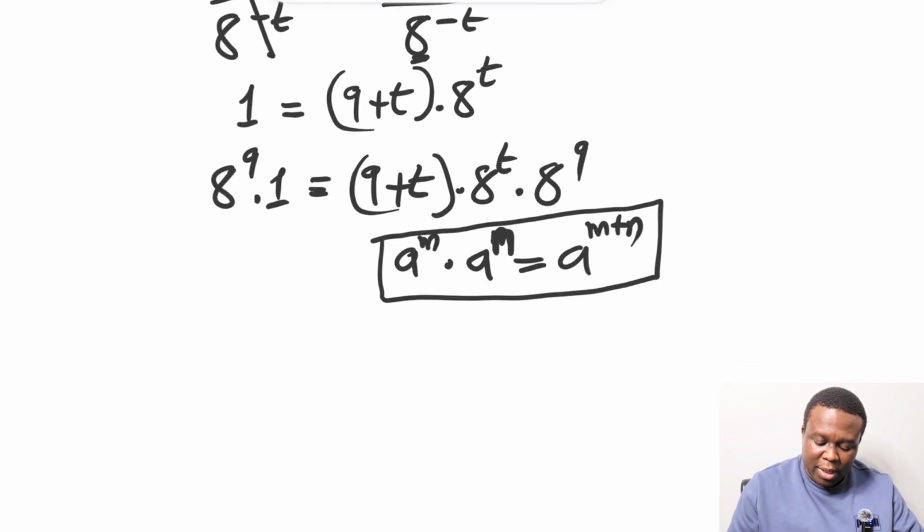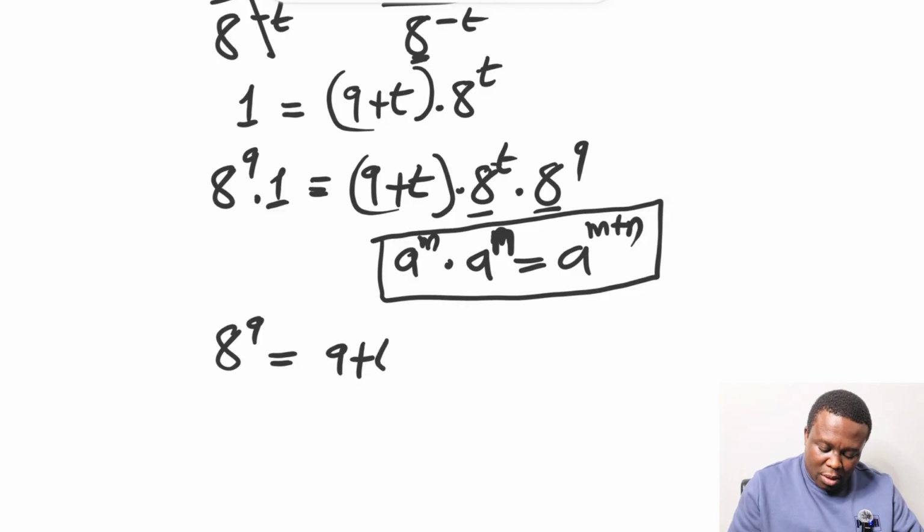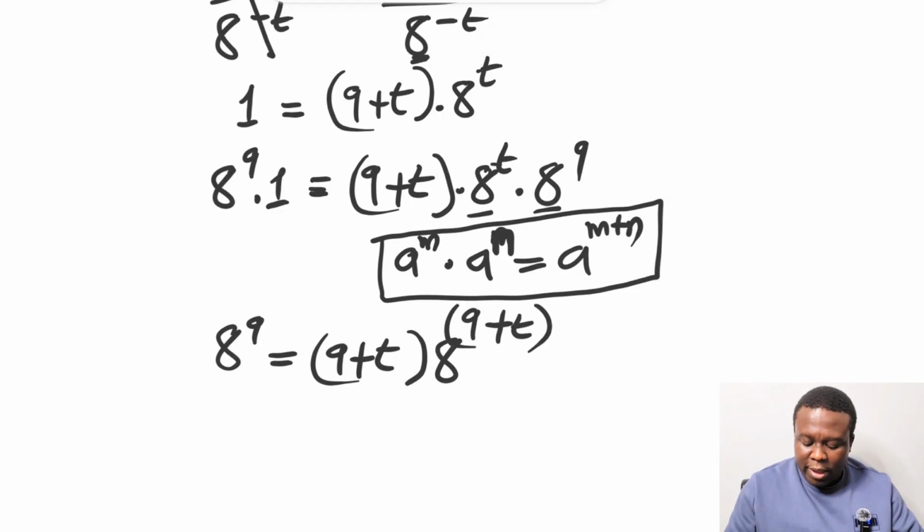So let's do the same thing. Let's add the powers. Since we have the same base of 8, we can add the powers of t and 9. So this becomes 9 plus t, 8 raised to the power 9 plus t. Okay, so we're getting somewhere.